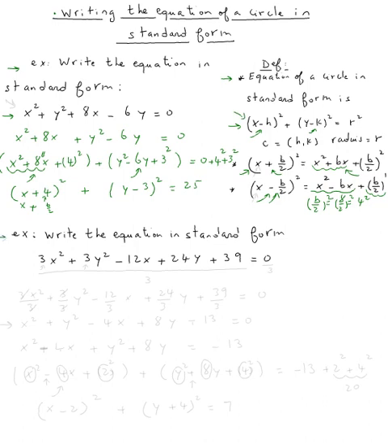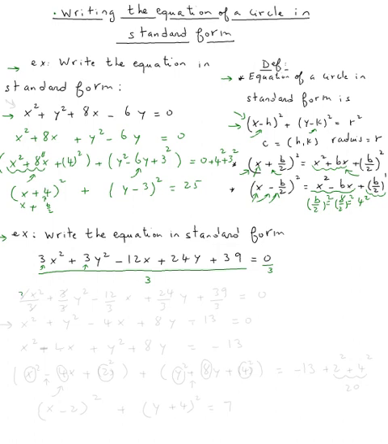Now let's do this example. This example is almost the same. The only problem is this 3 is bothering me, because remember, we have to use these formulas, and in both of them the coefficient of x squared is always 1. So I divide everything by 3: the left side by 3 and the right side by 3.